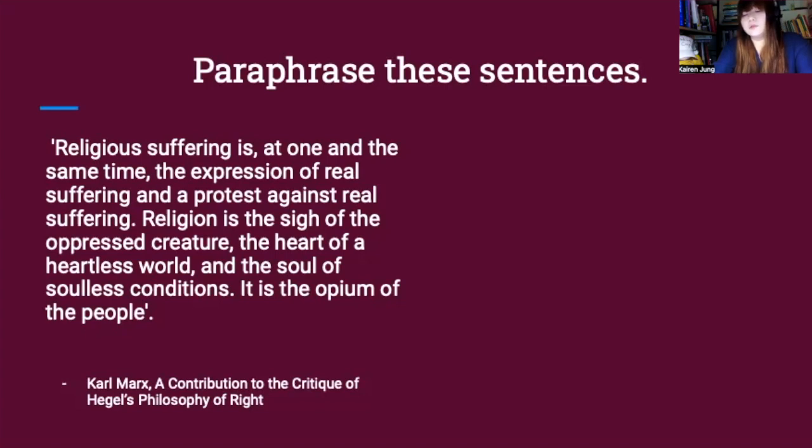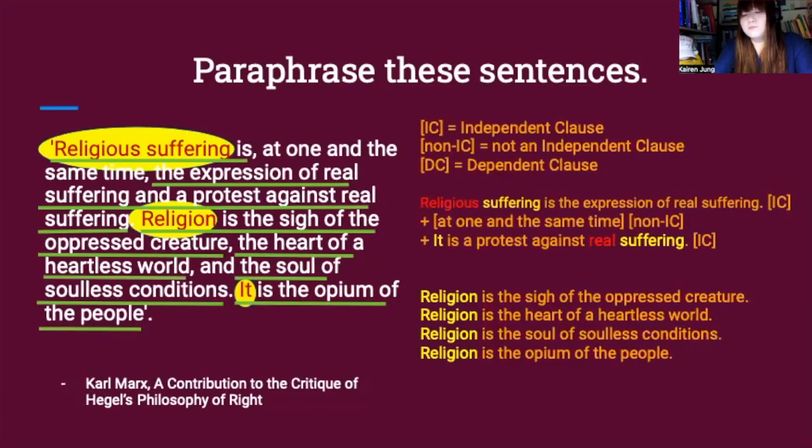Let's try breaking this quote into its constituent parts and try paraphrasing it to really delve deeper into the underlying meaning. Here we see that the independent clauses have been underlined in green, and there are three grammatical subjects to these clauses: religious suffering, religion, and it. Again, these are encircled in yellow. Now, religious suffering, according to Karl Marx, is different from religion itself, and you have to read the full text carefully in order to really understand intuitively what that subtle but distinct differentiation entails.